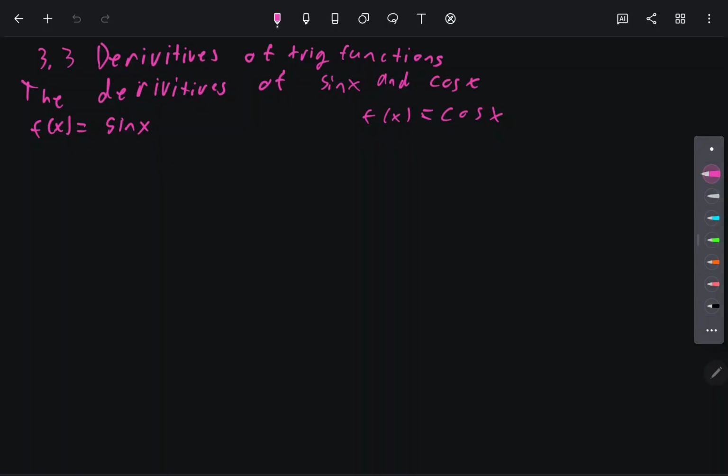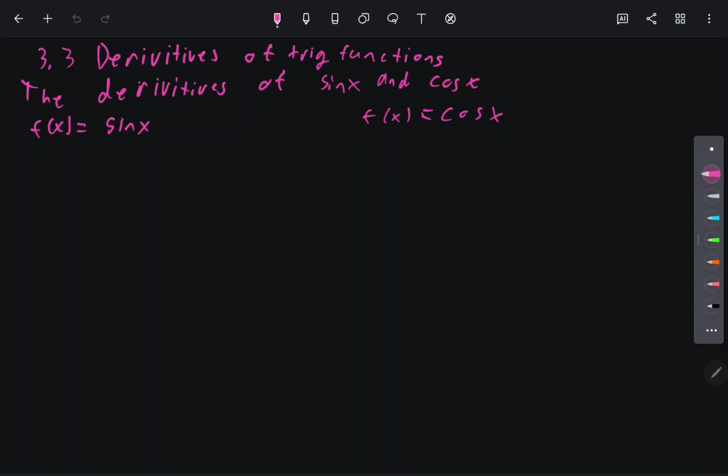And so today's topic is going to be 3.3, the derivative of trig functions. A lot of teachers will just show you a graph to show you why the derivative of sine is cosine and the derivative of cosine is negative sine. However, there's a more rigorous way for me to show this, and I'm going to use that more rigorous way in today's lesson.